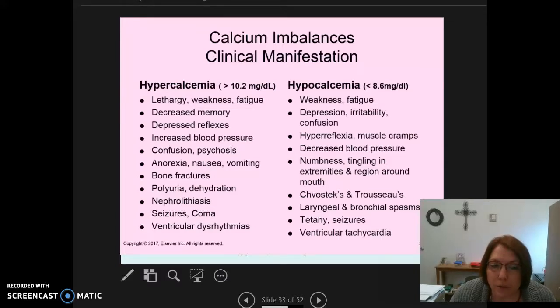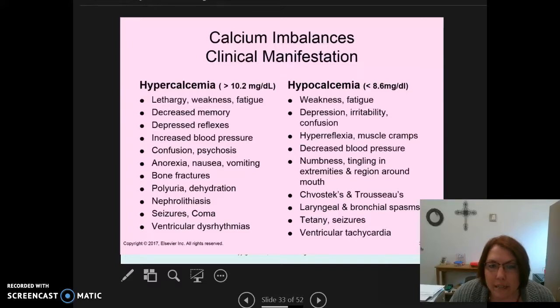So you can have bone fractures, polyuria, which is increased amount of urination, and dehydration, nephrolithiasis, which is kidney stones. Okay, nephro meaning kidney, lithiasis is stones. And seizures and coma, and then this can lead to ventricular dysrhythmias. As I said in previous lectures, a lot of our electrolytes can manifest into cardiac problems.